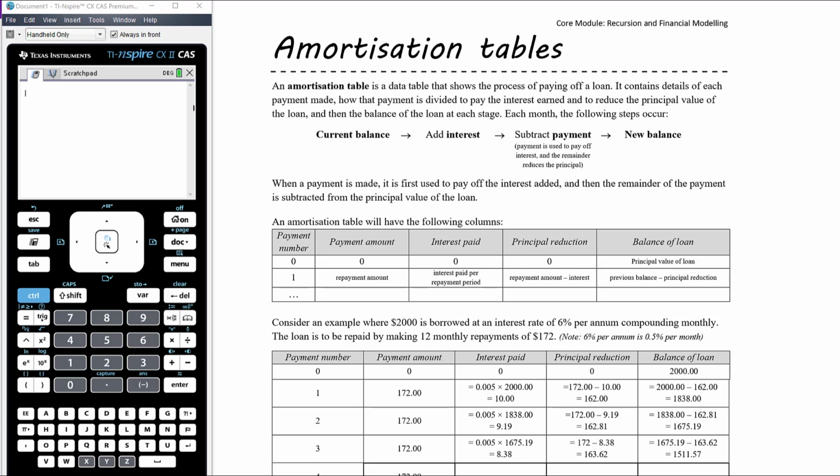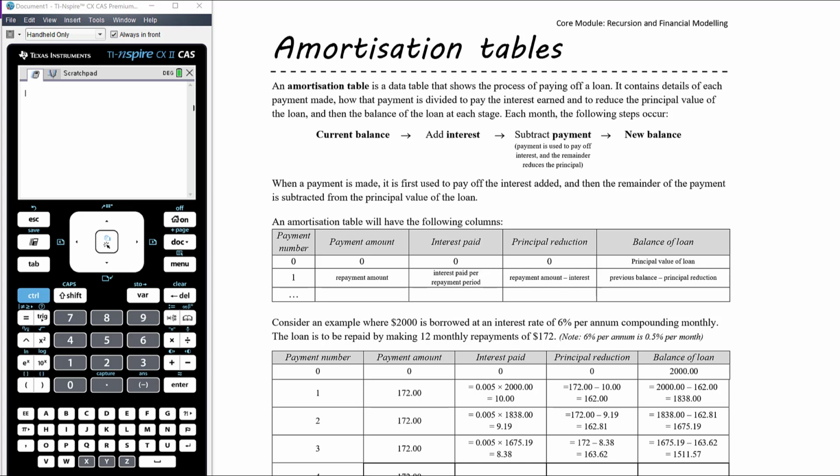Now, you can make use of a spreadsheet in your CAS, but it is not necessary and not really required. The types of questions you tend to deal with on amortisation tables give you most of the table, and there's usually just a couple of blanks that you need to fill in. So it's not really about being able to generate the whole table, it's being able to understand and read what's happening in the table and perhaps calculate some missing amounts.